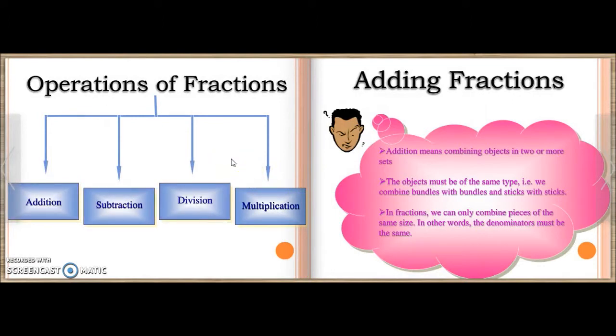Operations of fractions. There are 4 operations of fractions, such as addition, subtraction, division, and multiplication. Adding fractions. Addition means combining objects in 2 or more sets. The objects must be of the same type. For example, we combine bundles with bundles and sticks with sticks. In fractions, we can only combine pieces of the same size. In other words, the denominators must be the same.